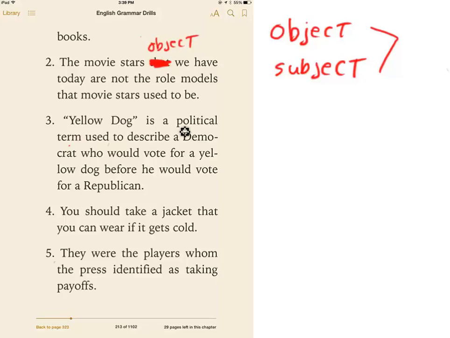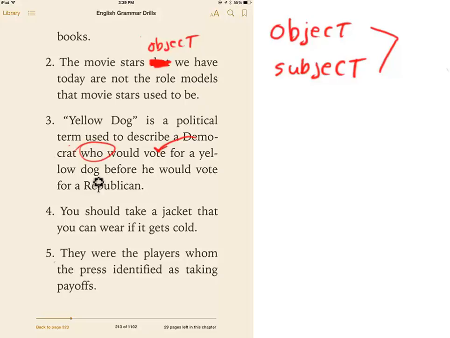Yellow dog is a political term used to describe a Democrat who would vote for a yellow dog before he would vote for a Republican. Okay, so let's take a look here. Well, Democrat, and then who is a relative pronoun. Let's see if I can get rid of it. Yellow dog is a political term used to describe a Democrat would vote. Doesn't make sense. So it must be doing the action. The Democrat would vote, or who would vote.